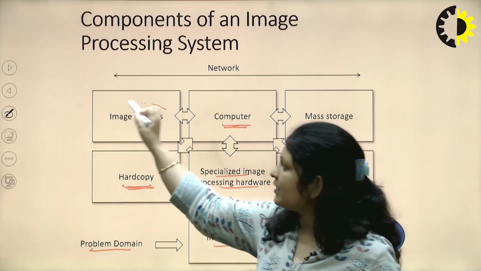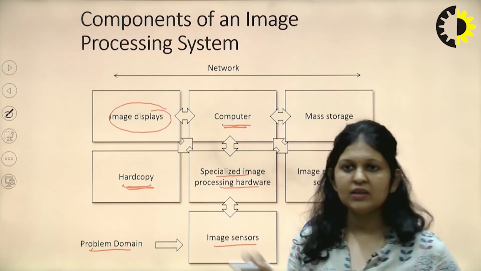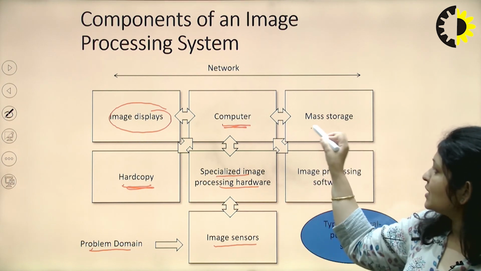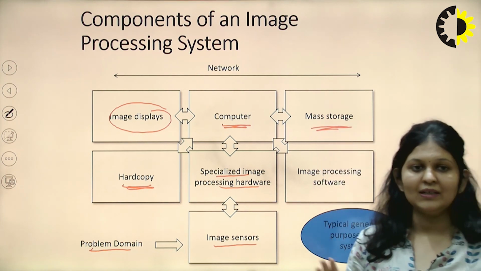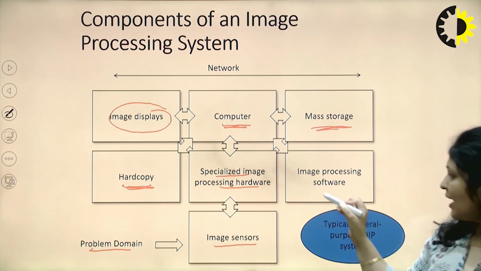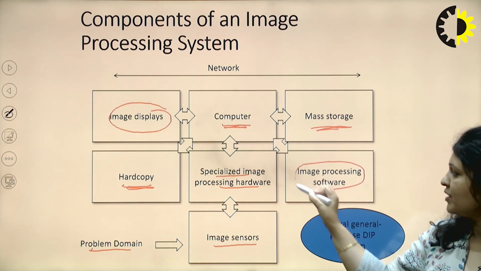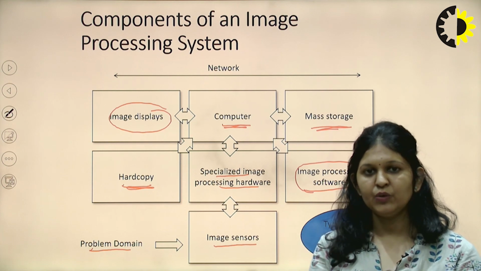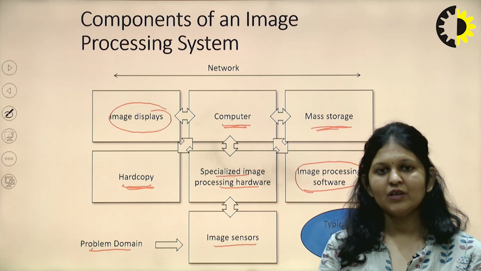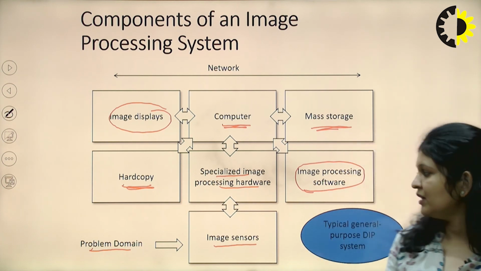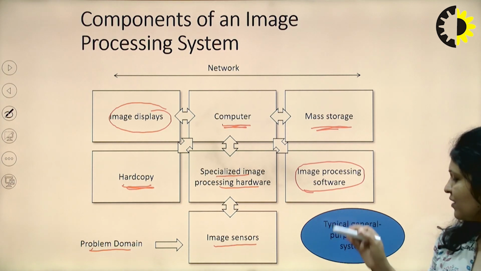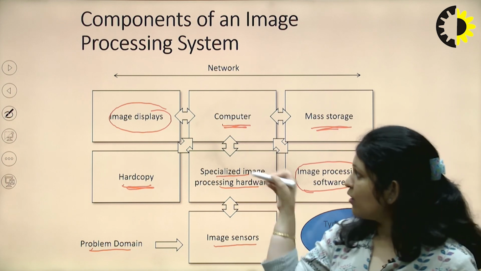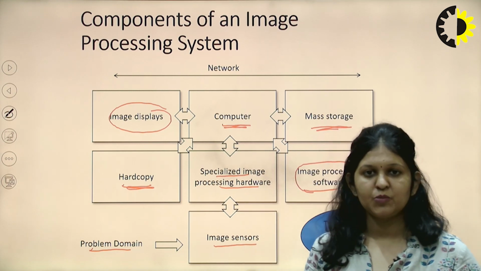Then to display various types of images, we need different graphical interfaces, and mass storage is required for storing the entire database. Then last is the image processing software, such as software for the different segmentation tools we need, and for recognizing different objects within the image. So these are the various general purpose DIP components that are required for image processing.